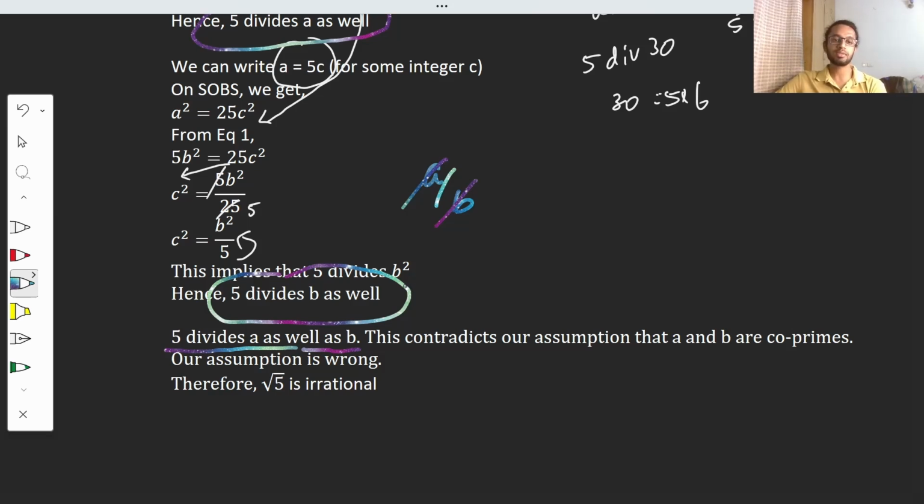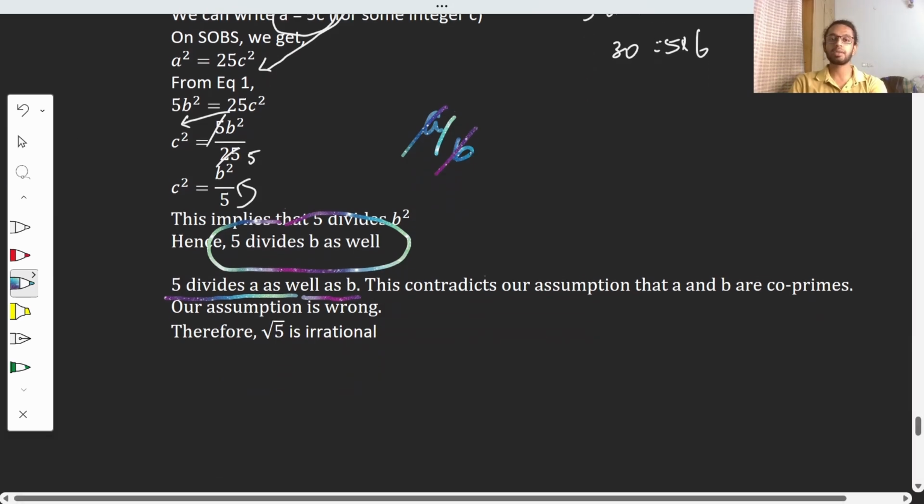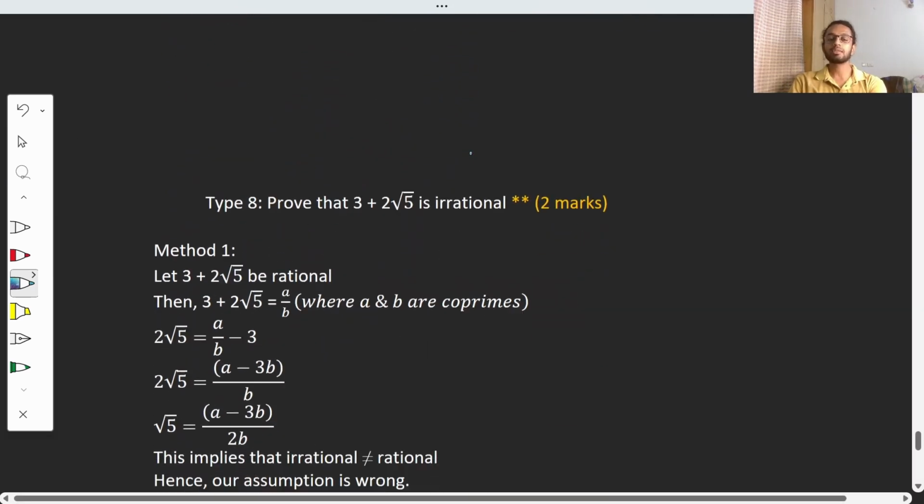Therefore, all our assumptions are wrong. And we can conclude by saying root 5 is irrational. An important thing to do in this problem is that we conclude it using the exact statement. That is very important.